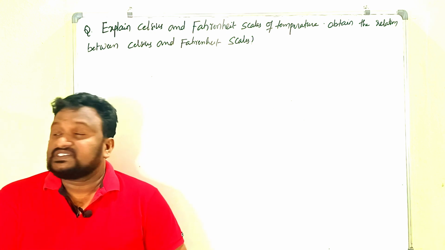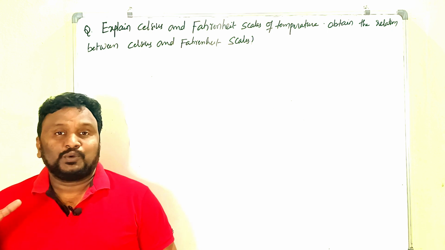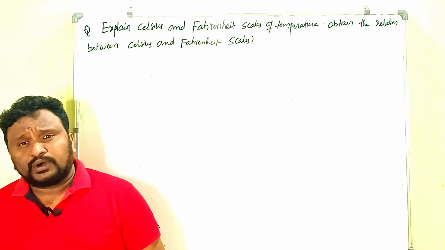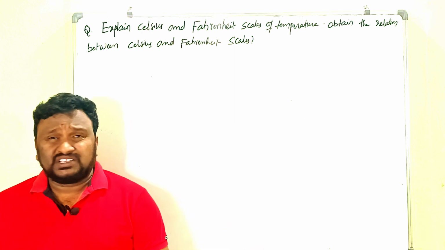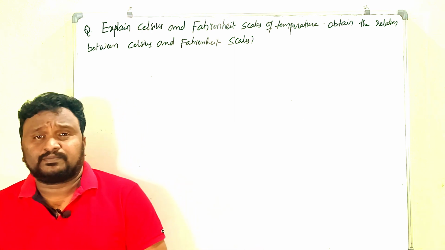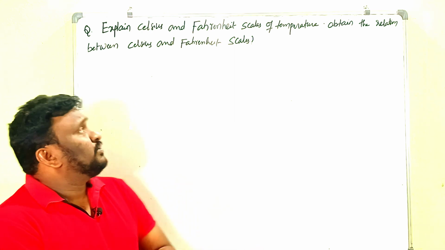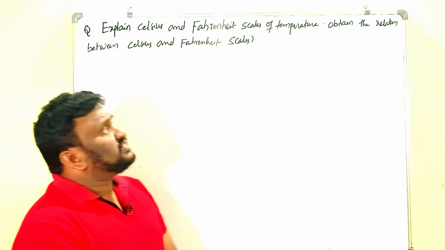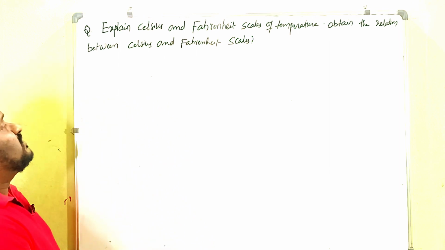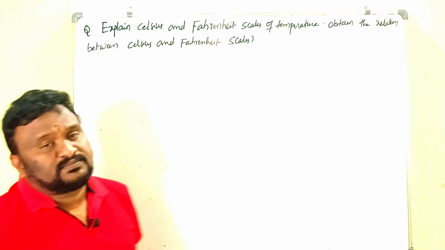KUMAR Basics of Physics. Dear friends, in this video I am going to explain another most important 4 marks question in the chapter of thermal properties of matter, and it's very easy. The question is: explain Celsius and Fahrenheit scales of temperature, and obtain the relation between the Celsius and Fahrenheit scales.